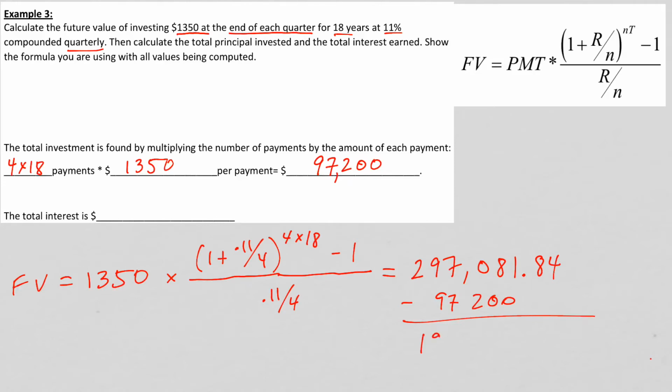That gives us $199,881.84. And that's what we put here. The total interest is $199,881.84. Oh, the dollar sign's already there for us. Okay.